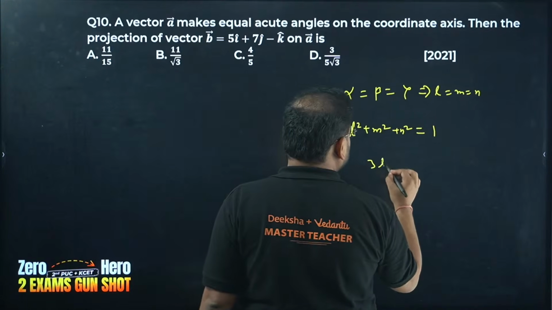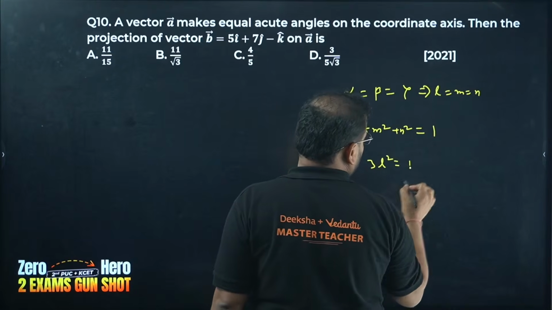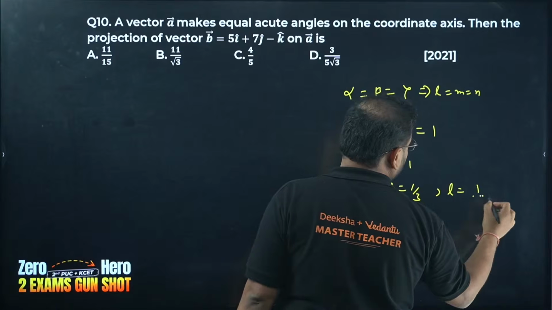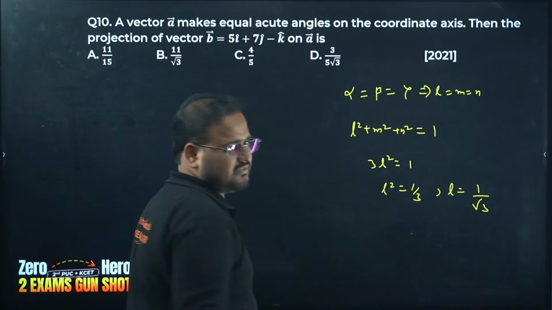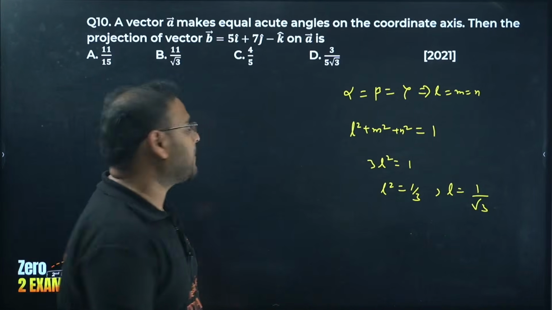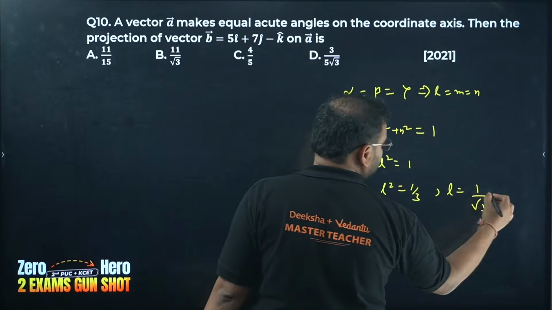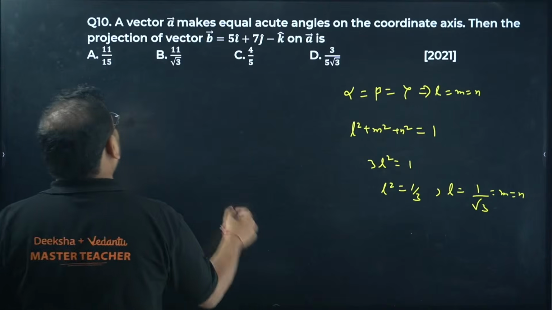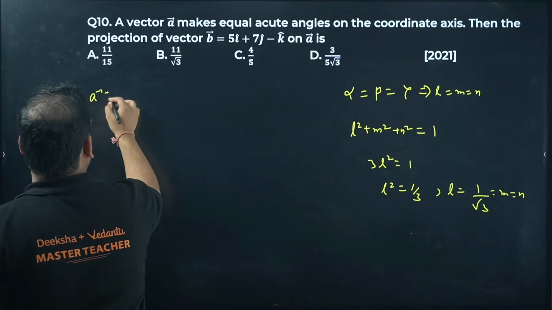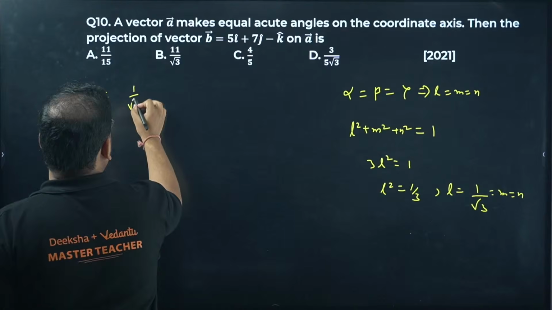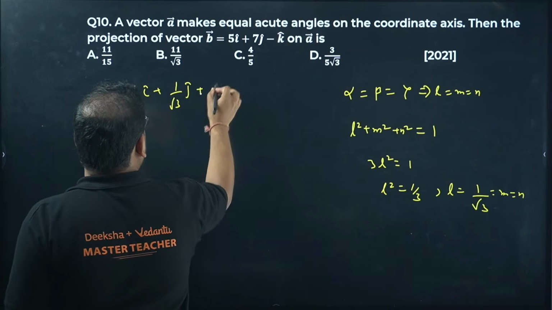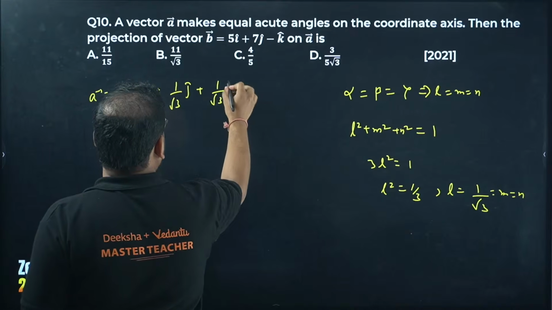Right here, 3L square equals what? 1. It means L square equals 1 by 3, so L equals 1 by root 3, if I take only the positive sign; we have both plus and minus, by the way. It means M also and N. So I can write the vector A as 1 by root 3 i cap, 1 by root 3 j cap, and 1 by root 3 k cap.